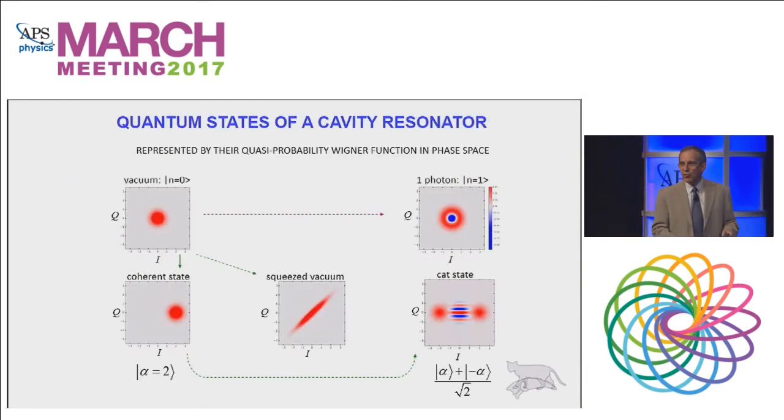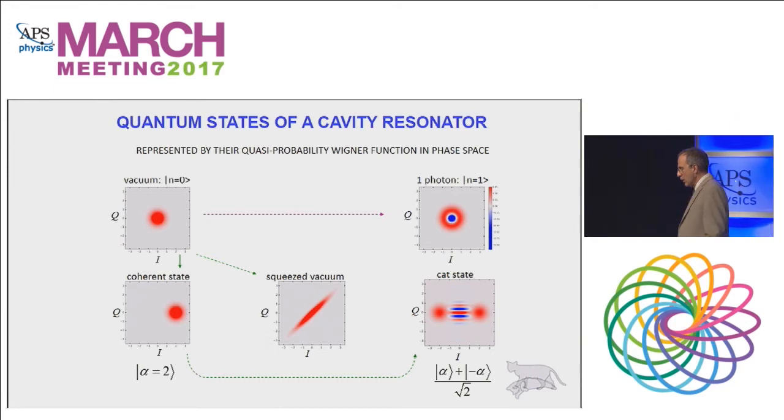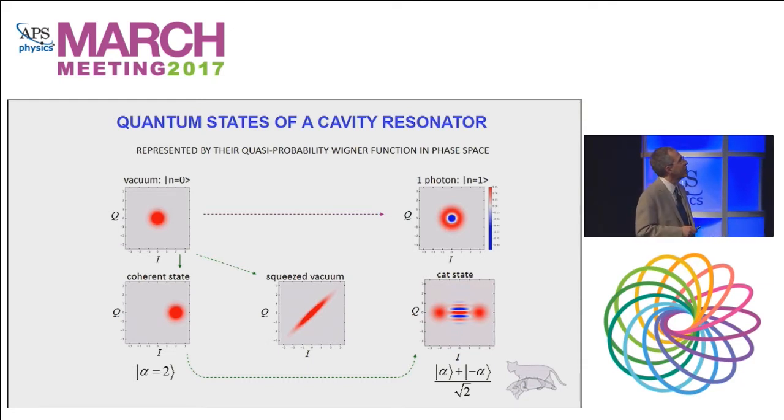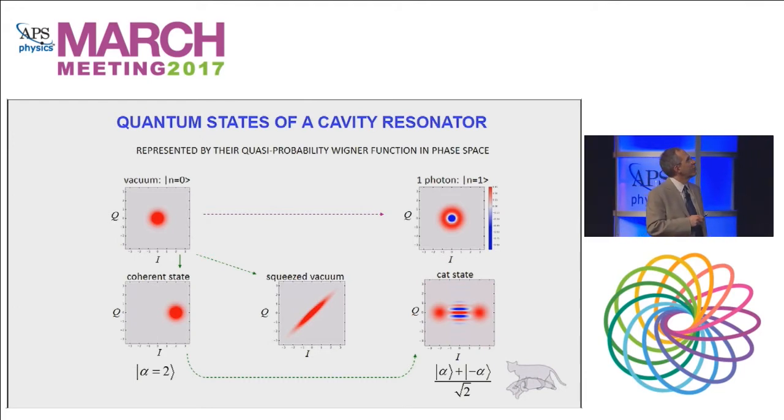And let me remind you that a cavity has various types of excited states. All these states I represent by their Wigner function, which is basically a quasi-probability in phase space. I and Q are the in-phase and quadrature components of the oscillator. But you can also think of it as the current in the inductance and the charge of the capacitor in the previous view graph. And this phase space is such that the ground state, the quantum ground state, is a fuzzy disk centered at the origin.